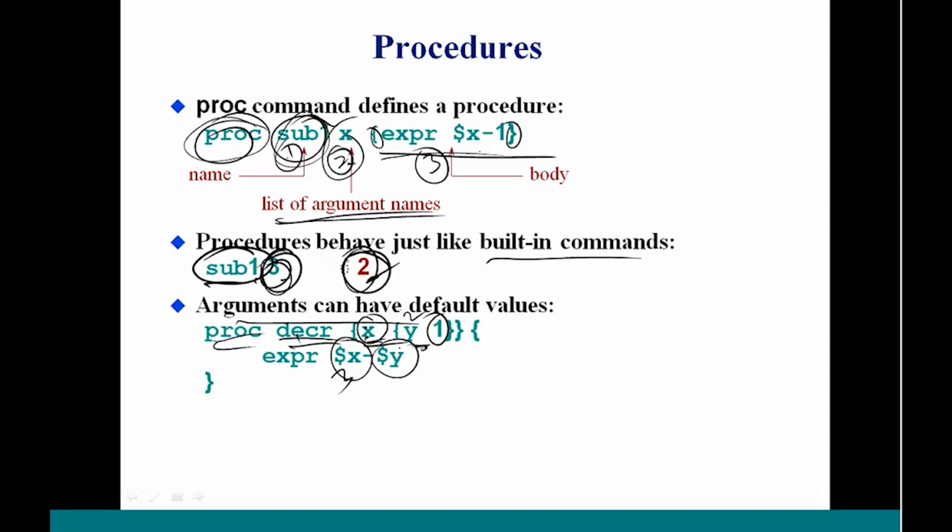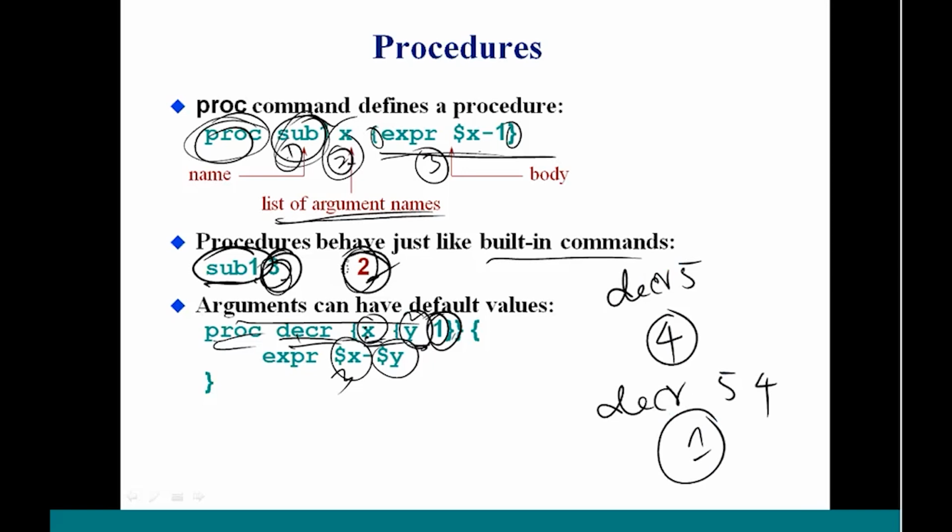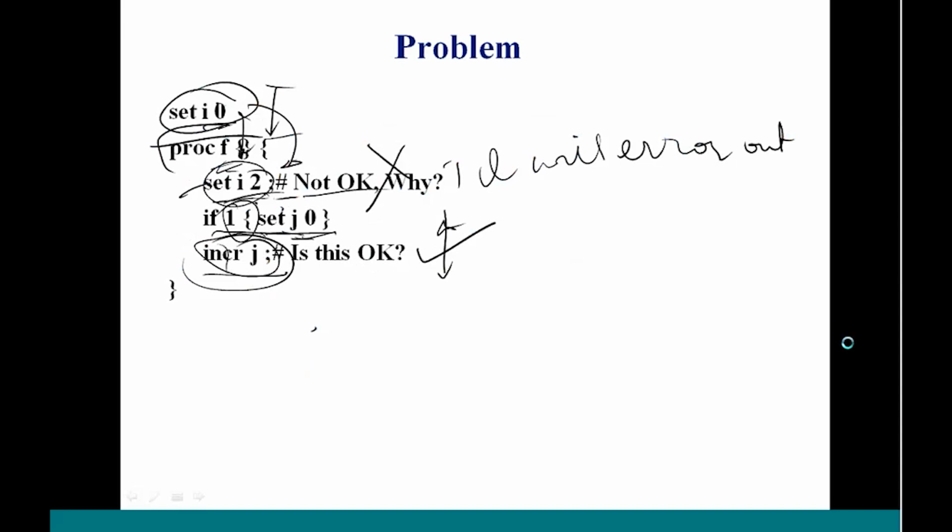For example, here decrement x and then y. Y is another argument, so it's usually x minus y, but the default value of y is 1. So if you don't specify it and only say decrement 5, then the answer will be 4. If you say decrement, sorry, DCR 5 4, then the answer is 1, because the default value for the second operand is always 1 in this particular proc. So this way you can define multiple default conditions. So this is the first thing that we saw.